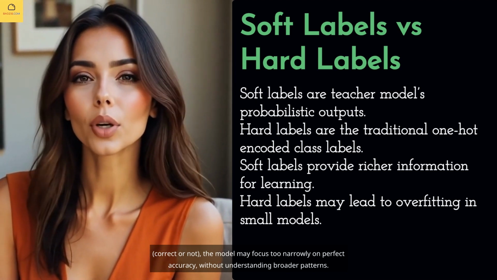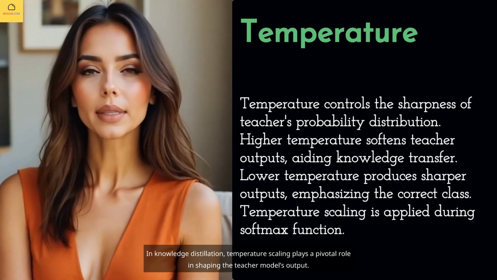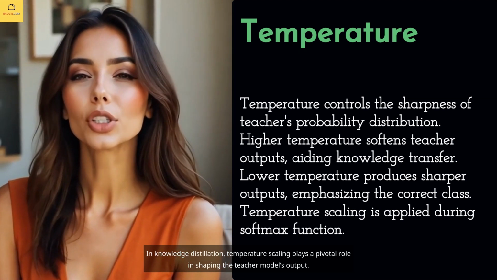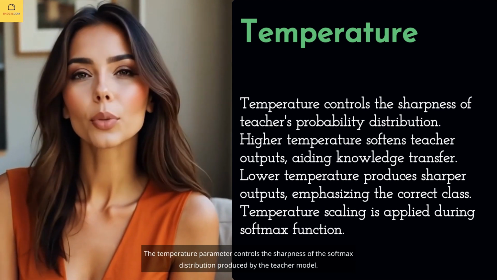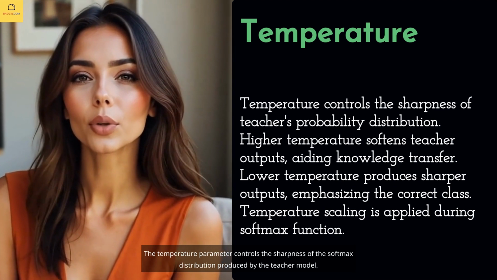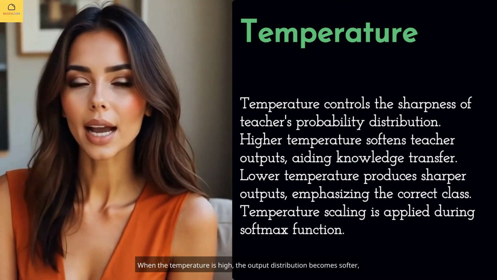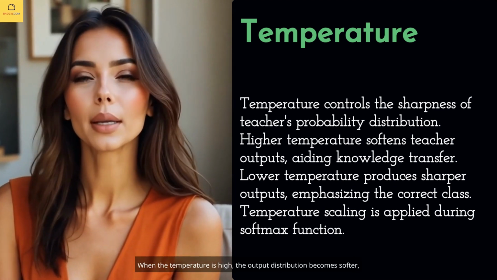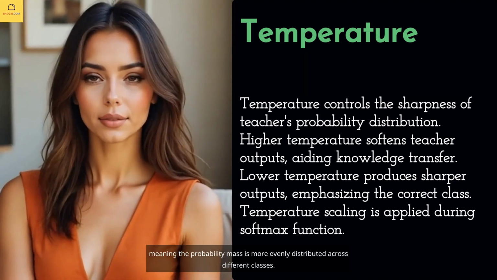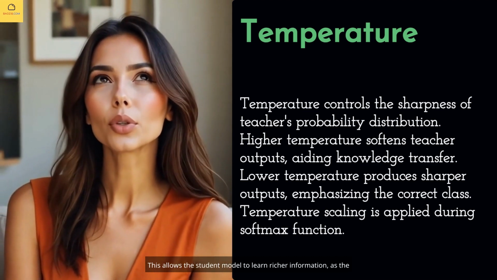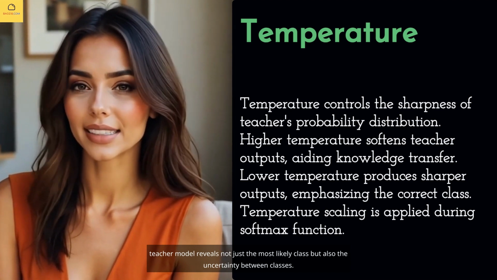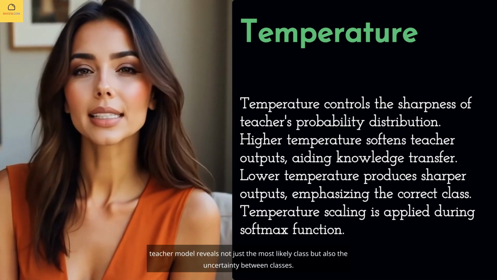In knowledge distillation, temperature scaling plays a pivotal role in shaping the teacher model's output. The temperature parameter controls the sharpness of the softmax distribution produced by the teacher model. When the temperature is high, the output distribution becomes softer, meaning the probability mass is more evenly distributed across different classes. This allows the student model to learn richer information, as the teacher model reveals not just the most likely class, but also the uncertainty between classes.